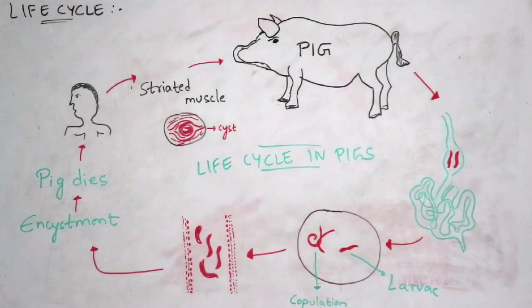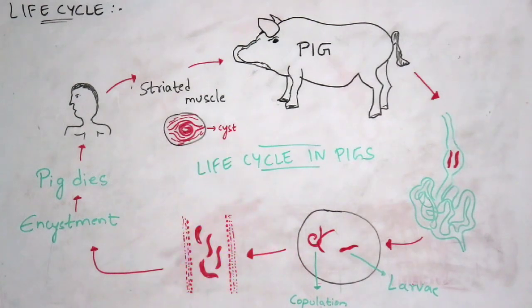What is meant by copulation? It is the interaction between the male worm and the female worm. The sperms released by the testes enter the female worm within the ovary. Then formation of eggs takes place. The larvae released by the female worm after copulation will enter into the bloodstream.